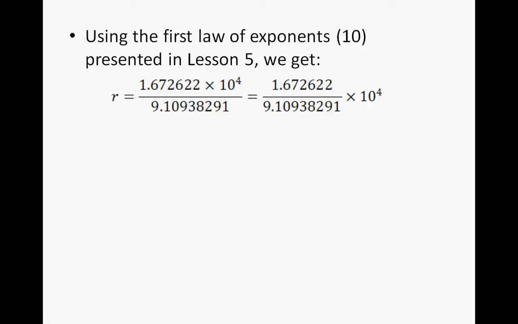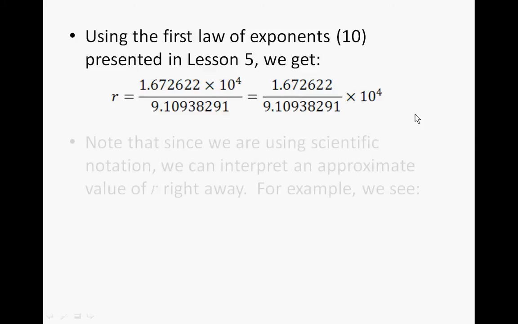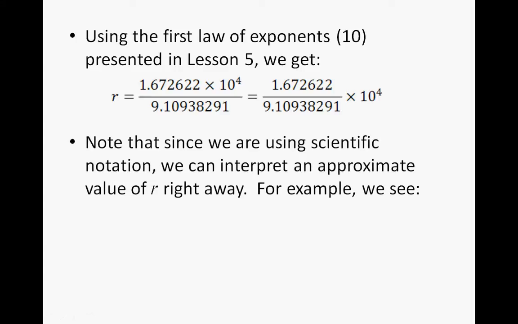So using that first law of exponents and subtracting, that's why we still have 10 to the 4th power here. And then using our product formula, remembering our order of operations, we can rewrite this as the 2 decimal fraction parts times 10 to the 4th power. So now we're dealing with the decimal part and the exponents separately. Since we're using scientific notation, we can interpret the approximate value of the ratio right away.